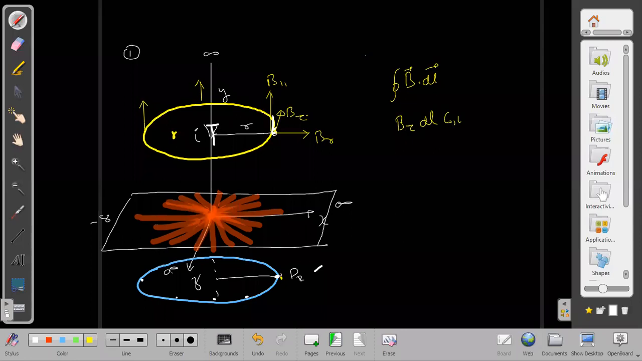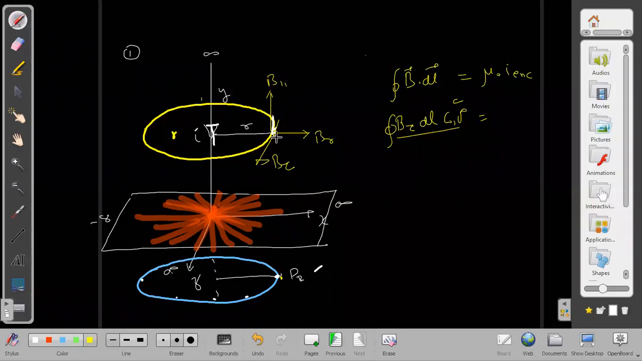B tangential into dl into cos 0. But what about due to B parallel? It is 90 degrees, dl cos 90. And due to radial also it is 90. So I am just getting B tangential into dl into cos 0 degrees, and that is equal to mu naught into current enclosed. What is the current enclosed inside it? I, going down. If it is going down, then by the right hand thumb rule I should have taken B tangential in this direction, so that this angle becomes 0 degrees. Otherwise it will become 180 degrees.